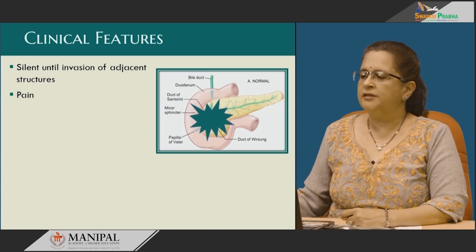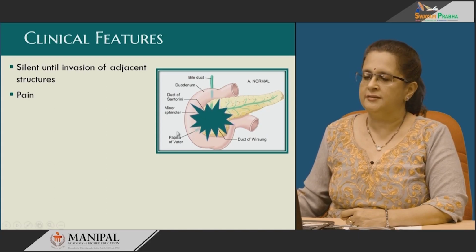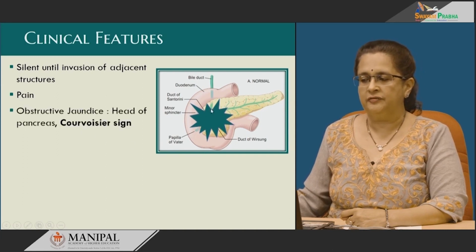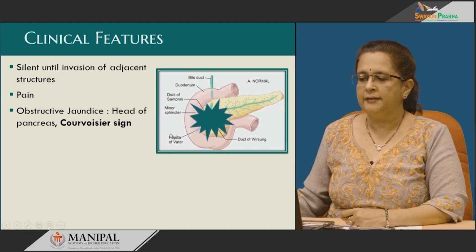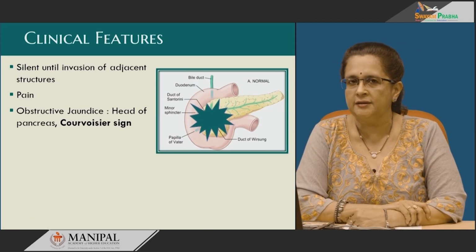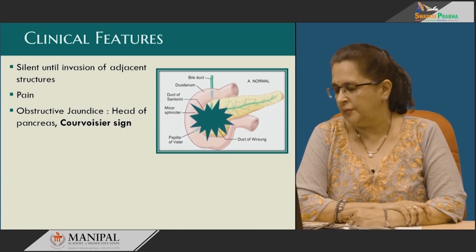It can be associated with symptoms secondary to the invasion of the adjacent structures, including pain, then obstructive jaundice because of obstruction of the bile duct there, and this can give rise to Courvoisier's sign, which is characterized by mild jaundice and a painless enlargement of the gallbladder.